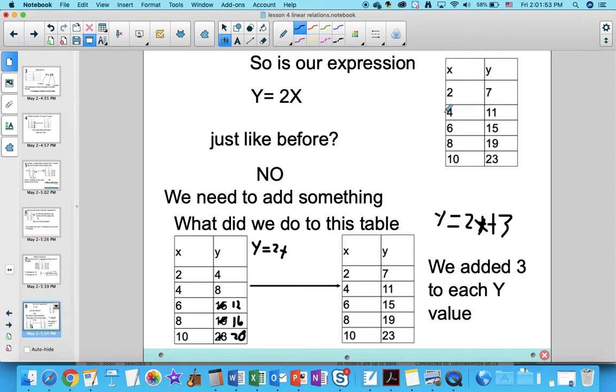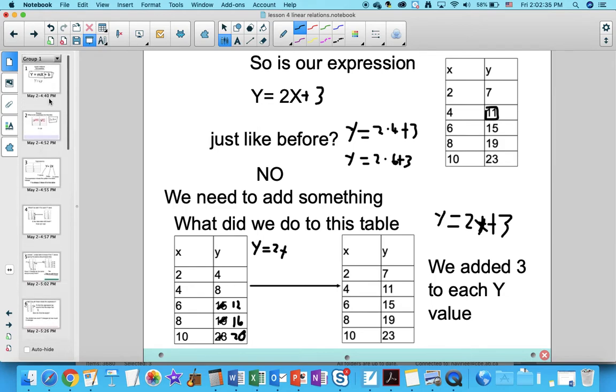2x plus 3. Wouldn't that work? Well, we can check our answer. Okay, well, let's take 4. Okay, y equals 2 times 4 plus 3. Now remember order of operations: multiply first. 2 times 4, right, is 8. Plus 3, 11. It matched. Let's try another one. Let's try 6. Okay, y equals 2 times 6 plus 3. 2 times 6 is 12, just like here, but we added 3, 15. It works. So by adding plus 3 to our expression, we made this expression work.